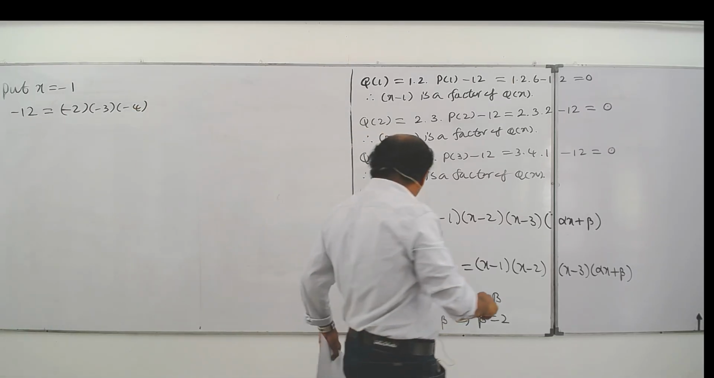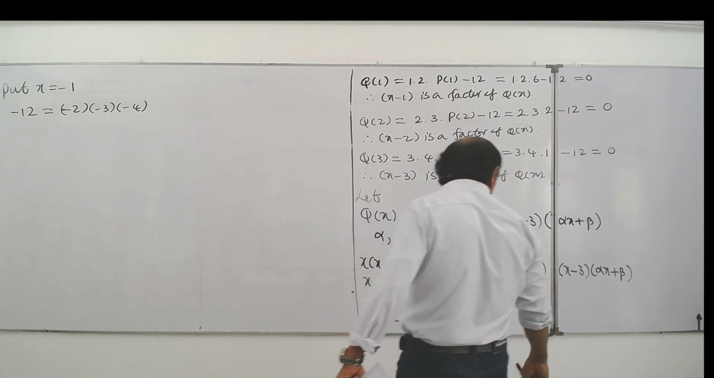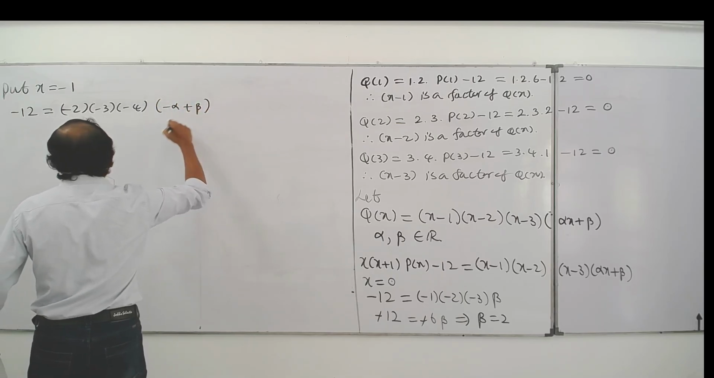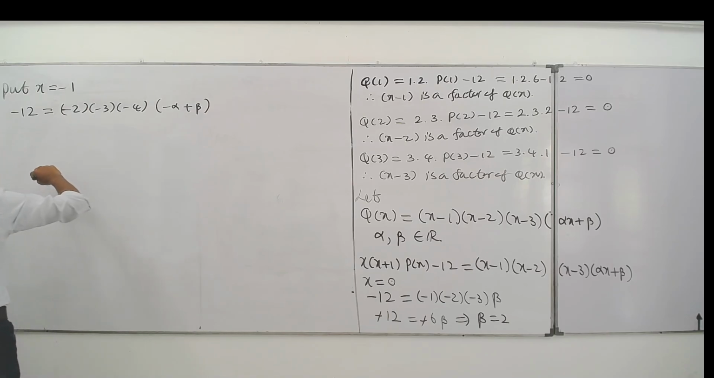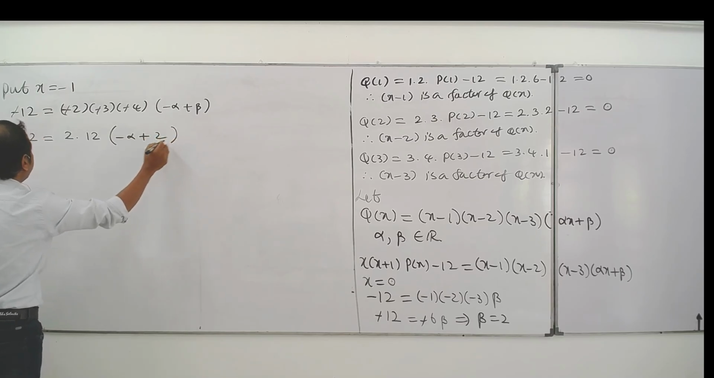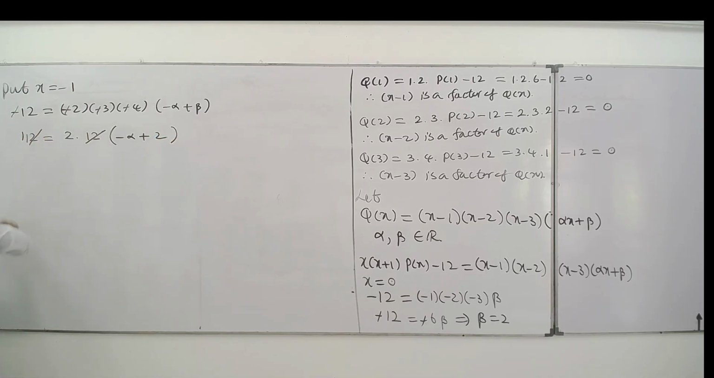And x minus 1 brings here minus alpha plus beta. Minus alpha plus beta. So all the minus signs on left and right we can cancel. 12 is equal to 2 into 12 and inside the bracket minus alpha plus beta, and we found beta is 2. This 2 also we can cancel, and here we get 1. So then 1 equals minus 2 alpha plus 4.